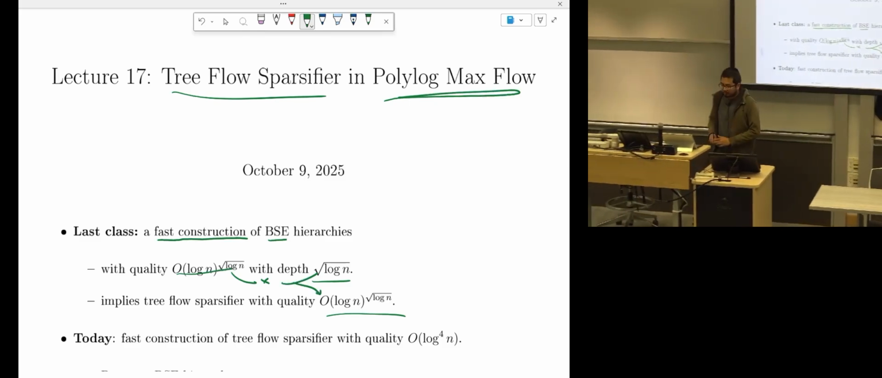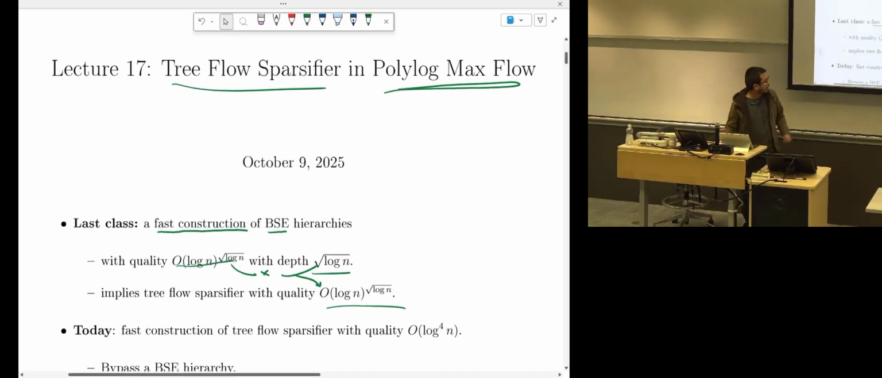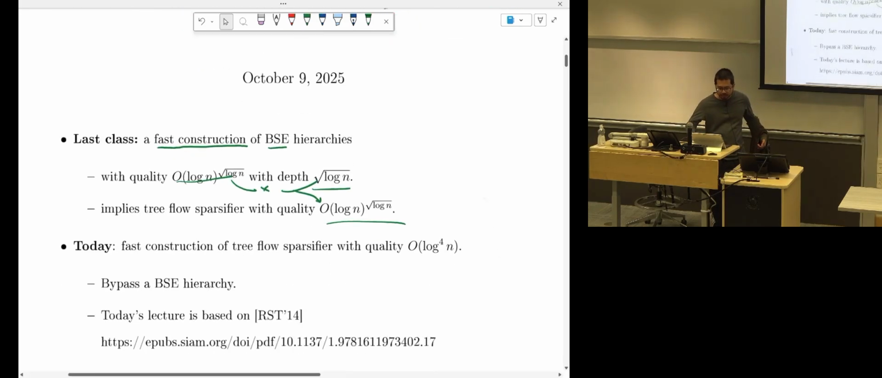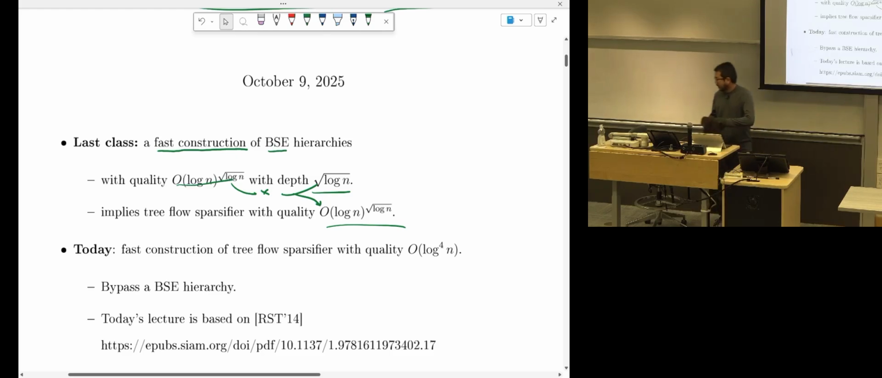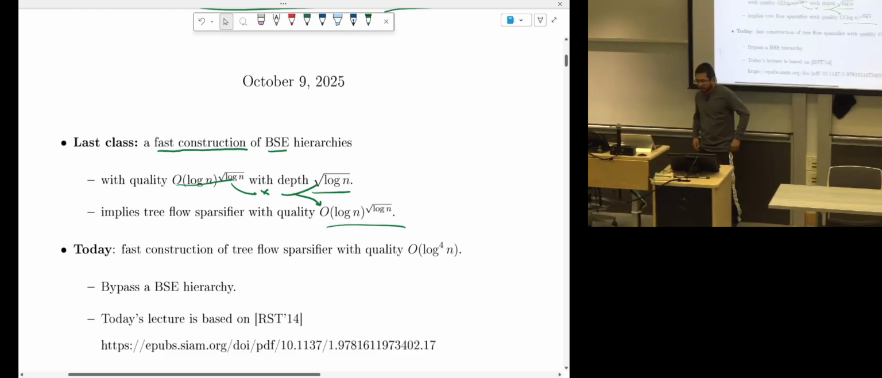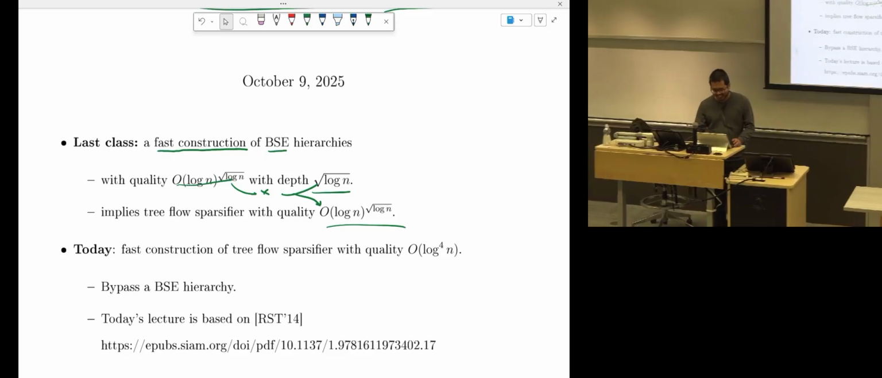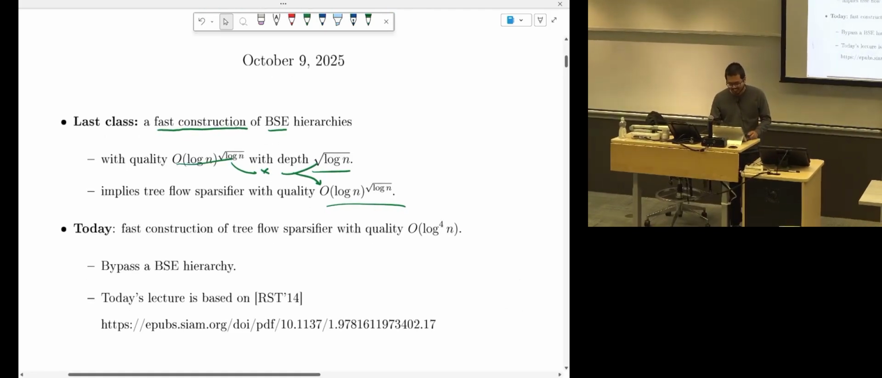But how do we do it? We will basically bypass the BSE hierarchy. We only know how to build a tree-flow Sparsifier based on BSE hierarchy, but today we're not going to use it. We're going to show another way to build it. This lecture is based on a paper from more than 10 years ago. It's a really cool paper that I spent years to understand, but at least now I can explain it.